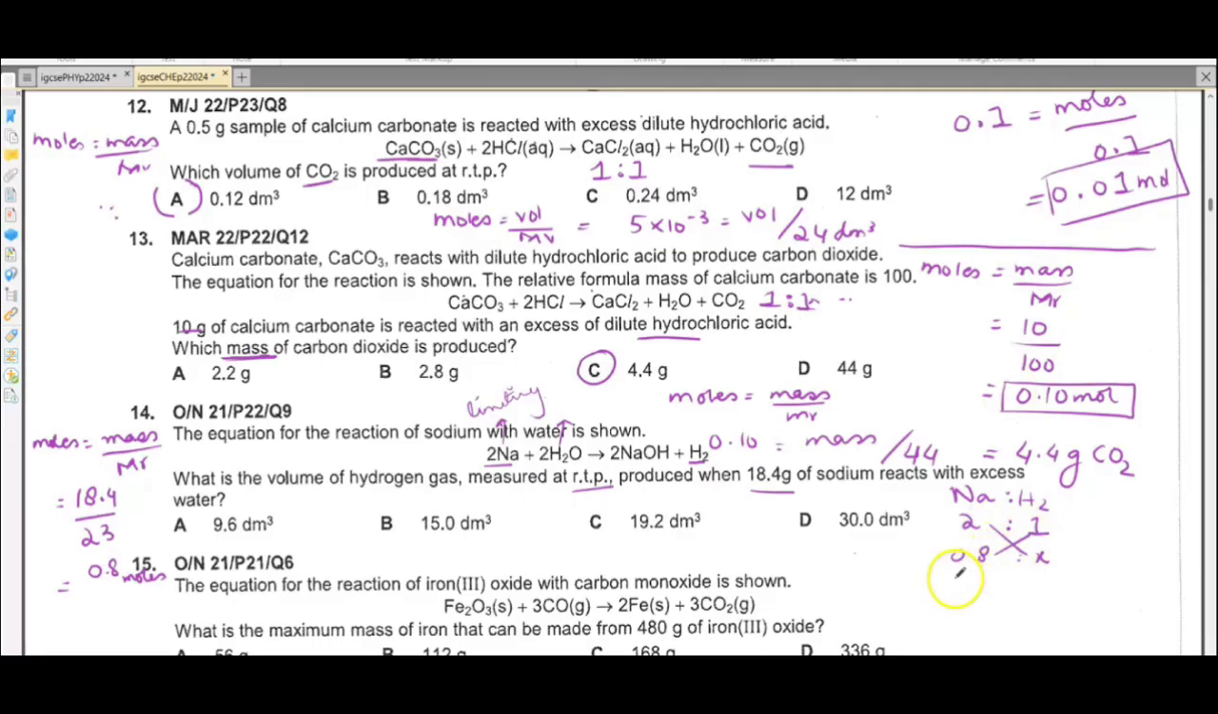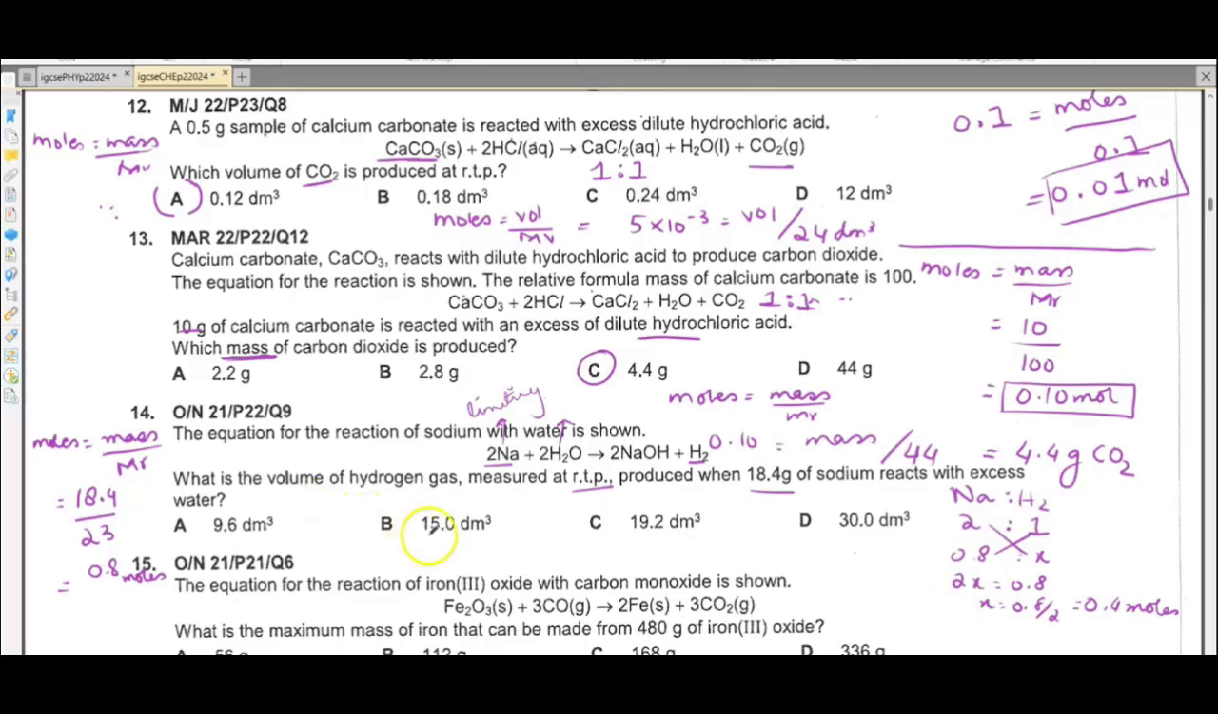We will cross multiply. So it is going to give us 2x into 0.8, and x is equal to 0.8 over 2. This is going to give us 0.4 moles. Now we have the moles of hydrogen. So it is very easy to find the volume of hydrogen.